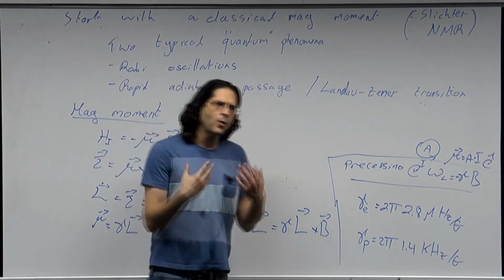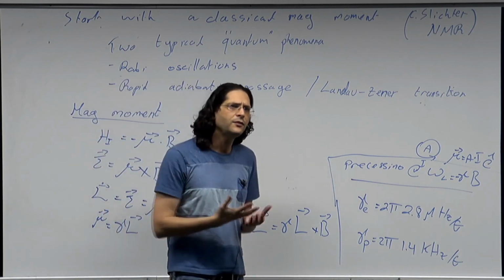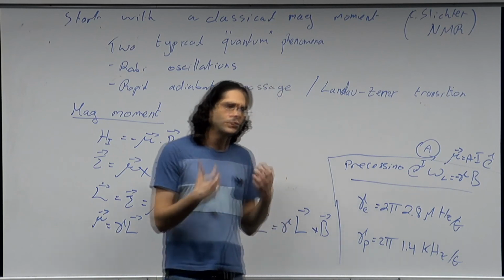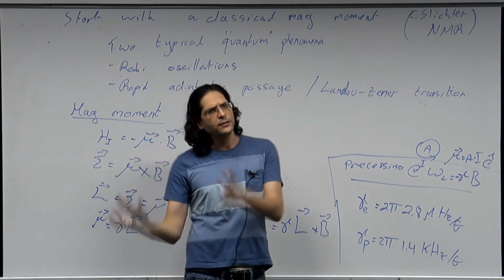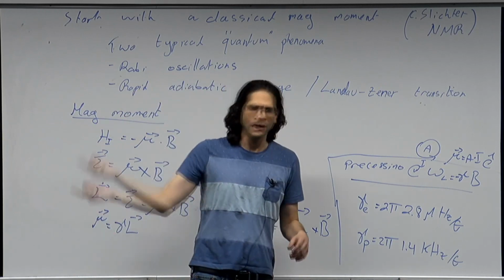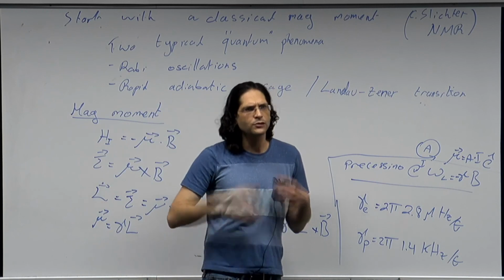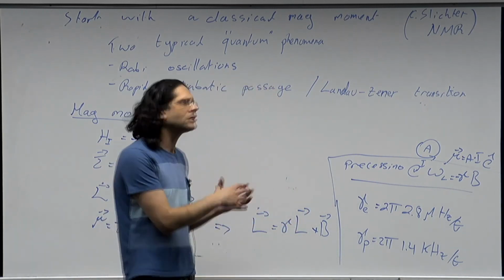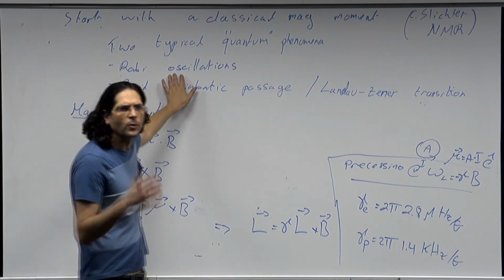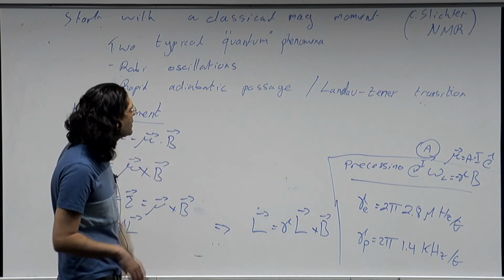And then what we're going to do is what people do in NMR. We're going to add an AC field, and we're going to see that in this rotating frame, this AC field in the lab frame will cause the spin to rotate. The magnetic moment to rotate. And these rotations are the classical equivalent of Rabi oscillations. So that's what we're going to start off the next lesson with.